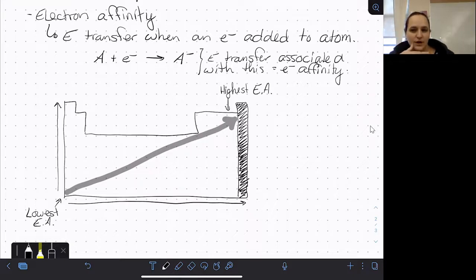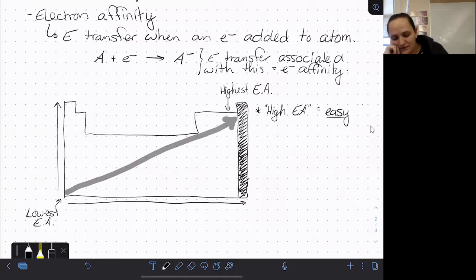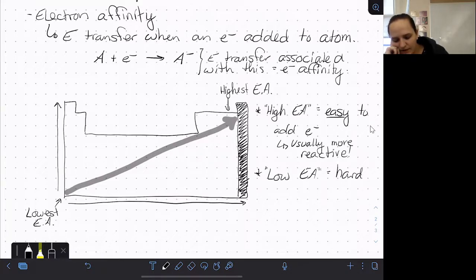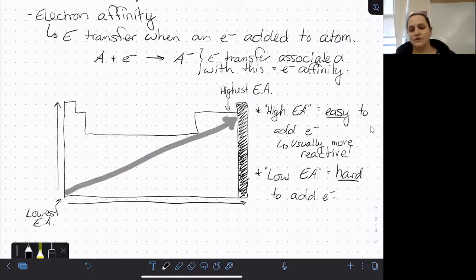So the trend goes in the same direction in terms of high-low, but what high and low mean for electron affinity is reversed. So a high electron affinity means it is easy to add an electron. Meaning these are also usually more reactive. And a low electron affinity means that atom doesn't really want that extra electron. So it's much more difficult.